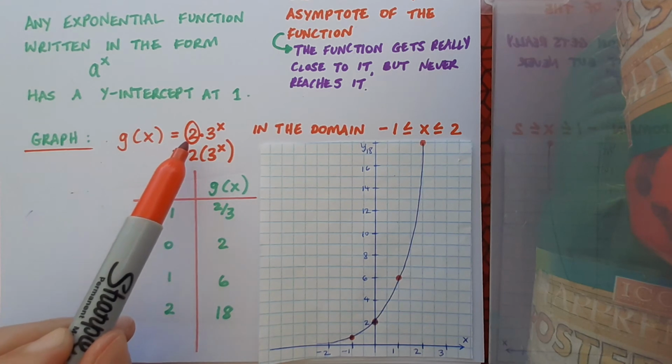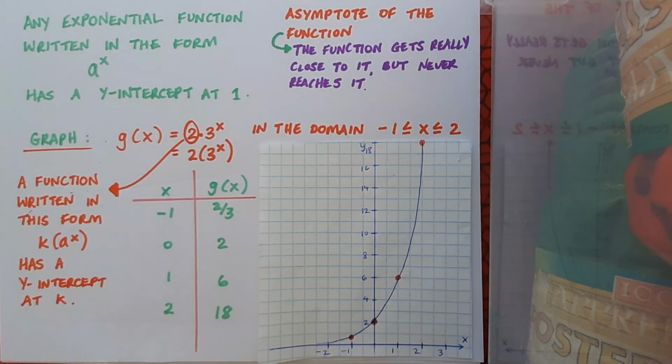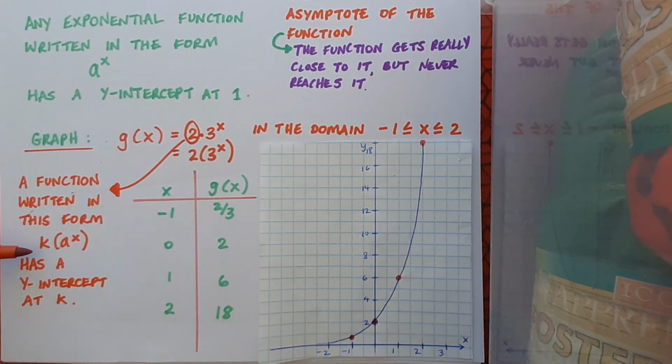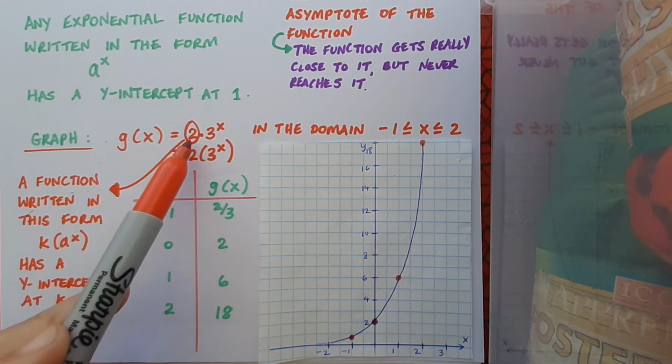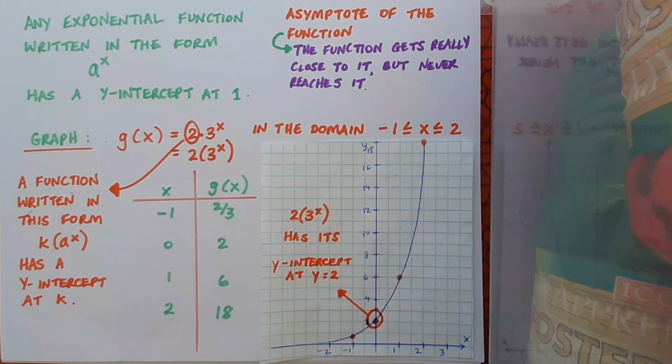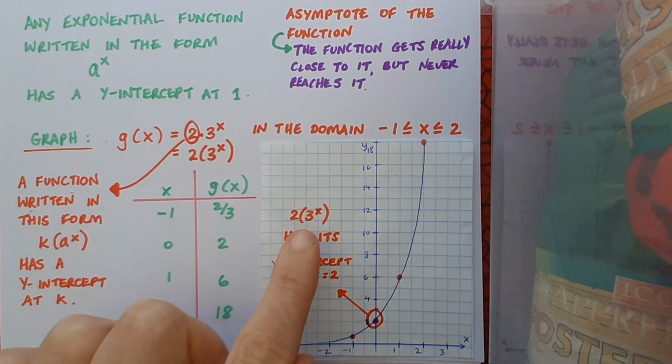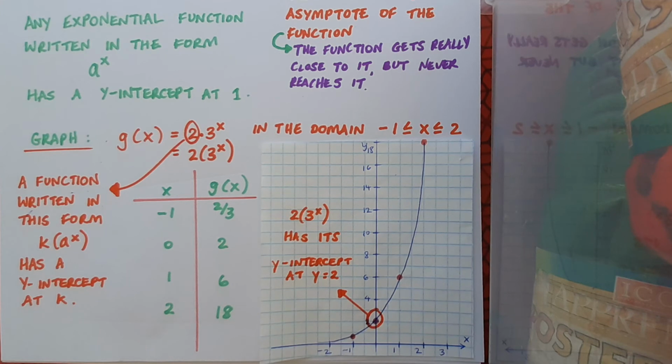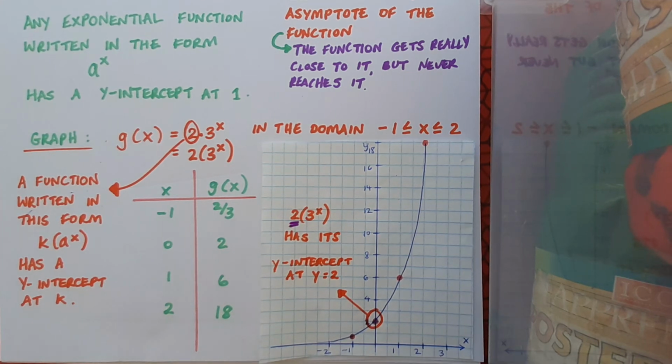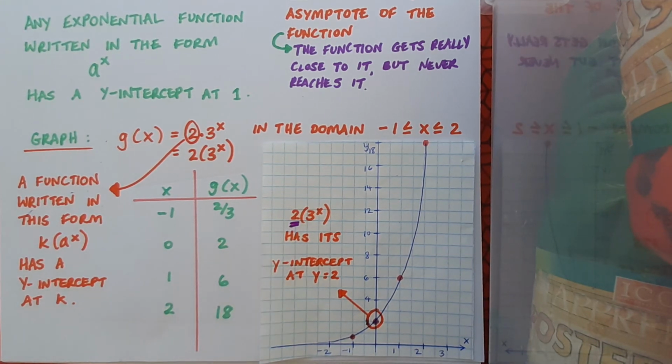But if it gets multiplied by a number at the front, well then it goes through that value on the y-axis. So a function written in this form, k multiplied by a to the power of x, has a y-intercept at the k value, so at whatever that number is there at the start. So again, just to hammer that point home, 2 times 3 to the x has its y-intercept at y equals 2, and it's because I'm multiplying by that 2 at the front.